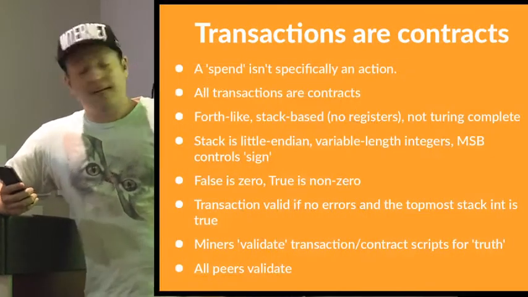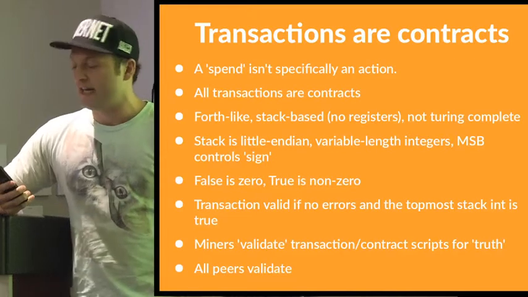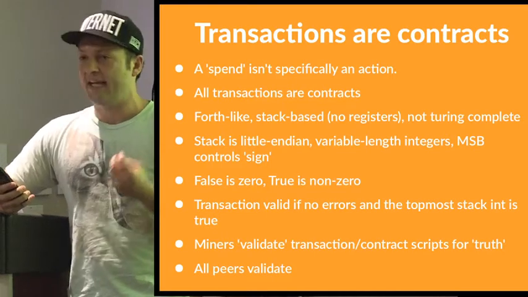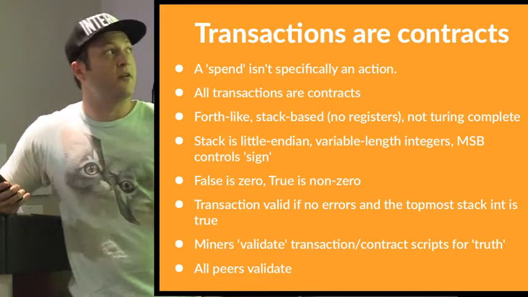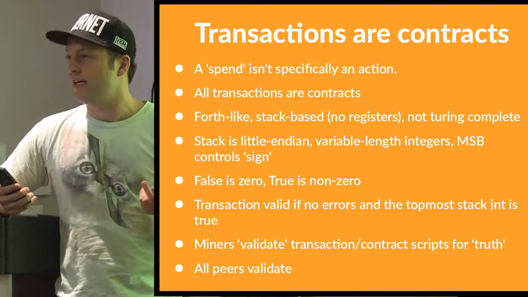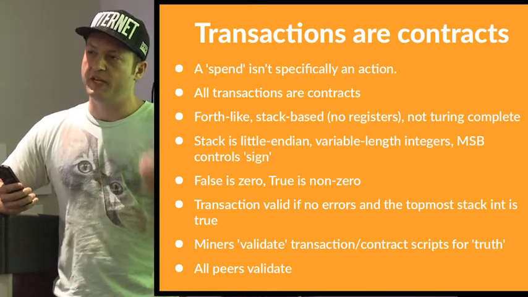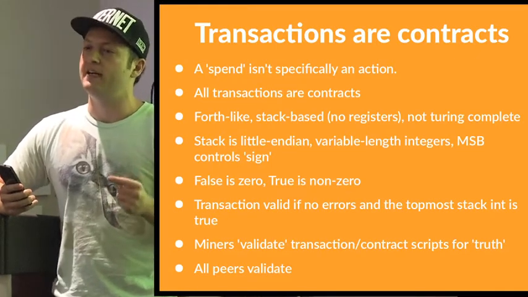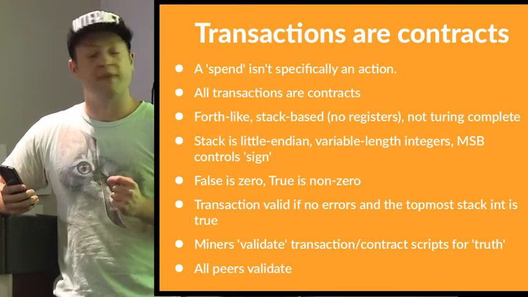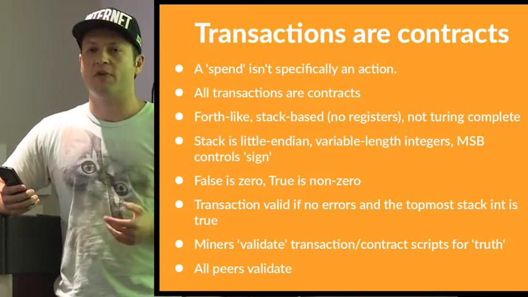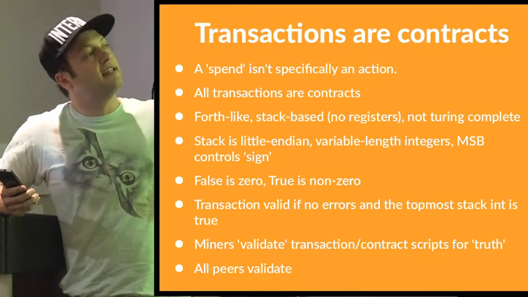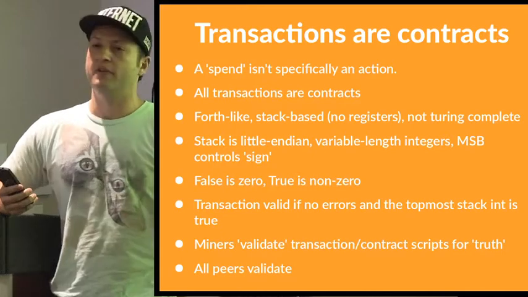So let's talk about the contracts just a bit. As I said earlier, a spend is not an actual function per se. There is a contract that is enforced at the time of mining. The language by which these contracts are written is a language based on Forth. It is stack-based. There are no registers. Unlike Forth, it is not Turing complete. They've removed all go-tos, all loops, all recursions. That was mostly in an effort, I think, to prevent DOS type attacks, but it also solves other problems, I would imagine, as well. The stack is little endian. The integers are variable length on the stack. The most significant bit controls sign, which is a little weird if you are familiar with these things.